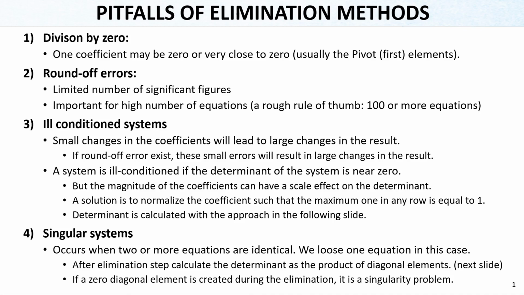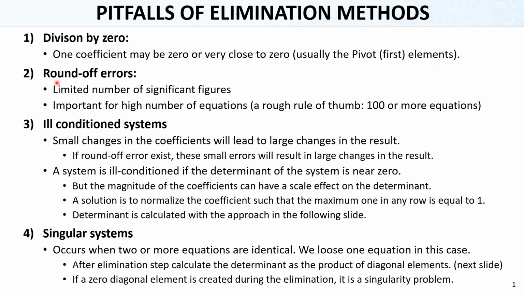So the Gauss elimination is a good method to solve a large number of equations, but there are some pitfalls or disadvantages of this method. The first one is division by zero. One coefficient may be very close to zero or zero, and dividing by that will be a problem. So usually the pivot or the first element can have this issue.